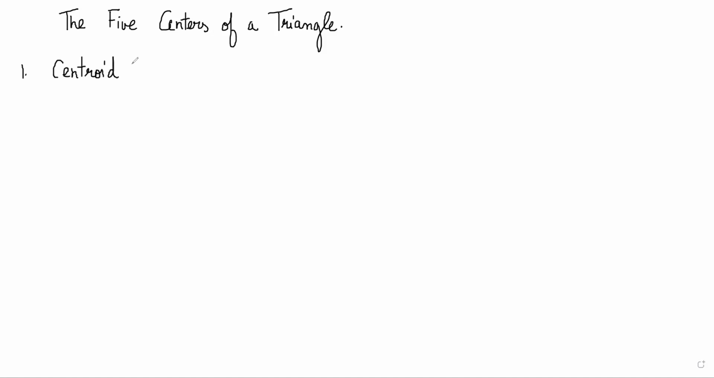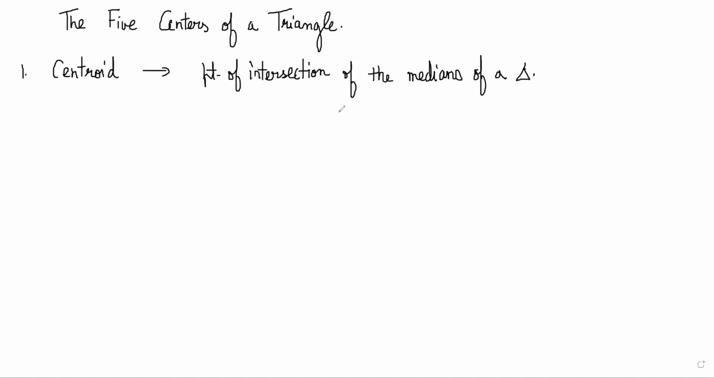So what is a centroid? Centroid is basically the point of intersection of the three medians of a triangle. Now, medians are basically lines from the vertex to the opposite side's midpoint, right? So some important properties here for a centroid. So I'll just draw a figure which explains what the centroid is basically.